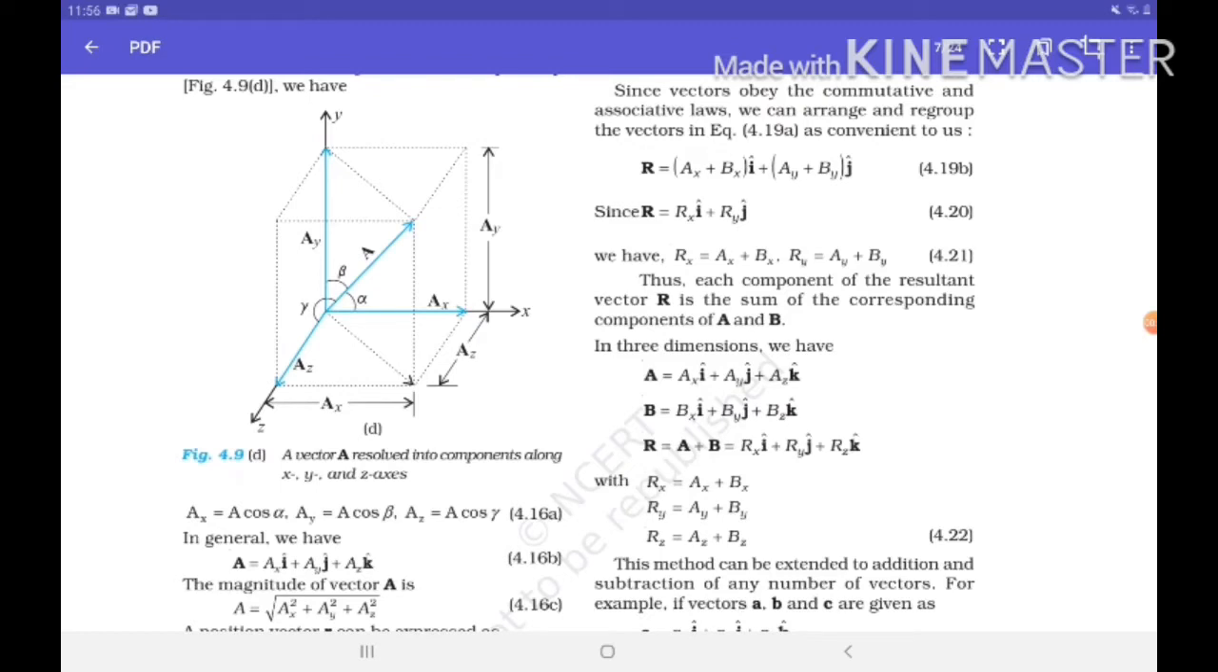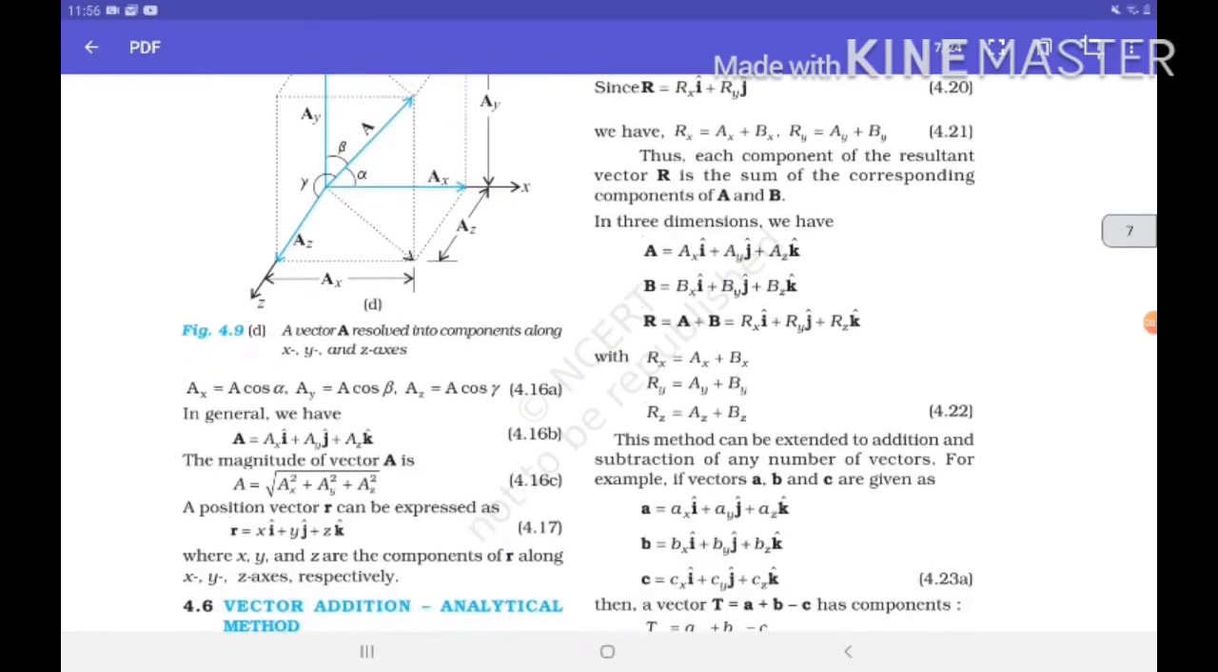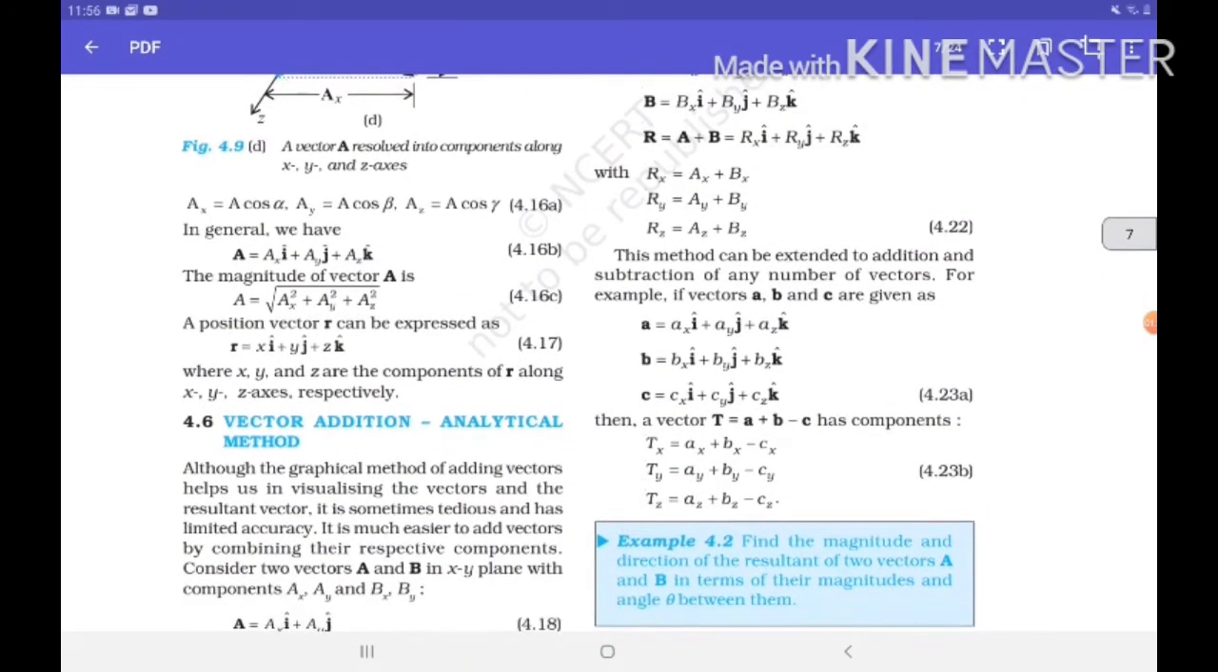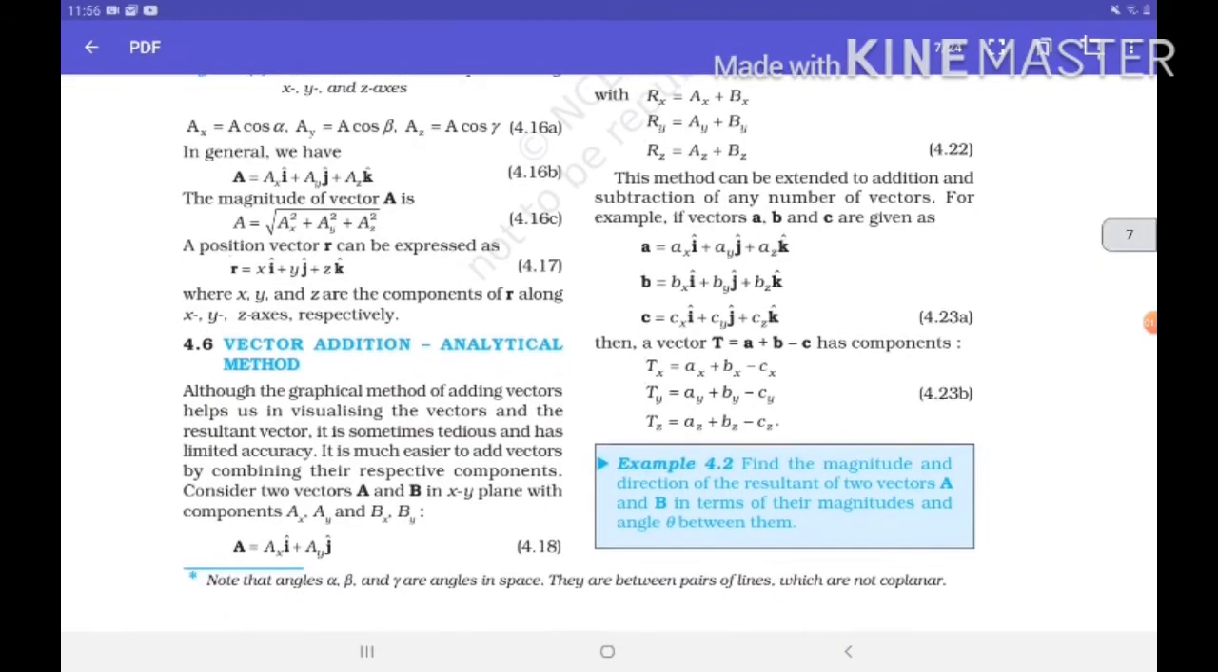In 3 dimensions, A is equal to Ax i cap plus Ay j cap plus Az k cap, B is equal to Bx i cap plus By j cap plus Bz k cap, and R is equal to (Ax plus Bx), (Ay plus By), (Az plus Bz).